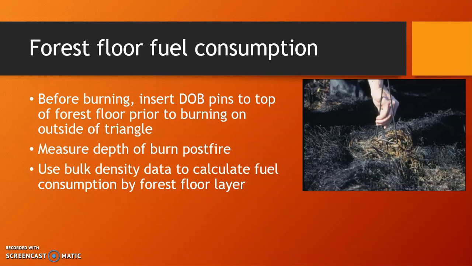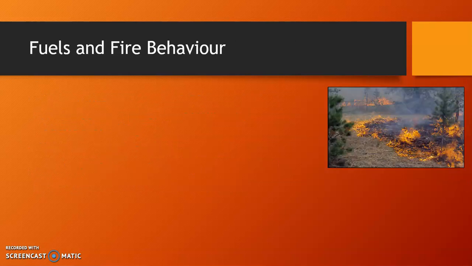So before the burn, we would install these depth of burn pins where there's a horizontal bar that is placed at the top of the surface organic forest floor fuel layer. After the burn goes through, we go in and resample. We measure down from those horizontal bars to determine what the depth of burn is. And then we can correlate the depth of burn with the bulk density samples for those depths. This picture here shows pins that were set on matted grass because we were measuring the depth of matted grass that was burned. So that's how you get fuels and fuel consumption.